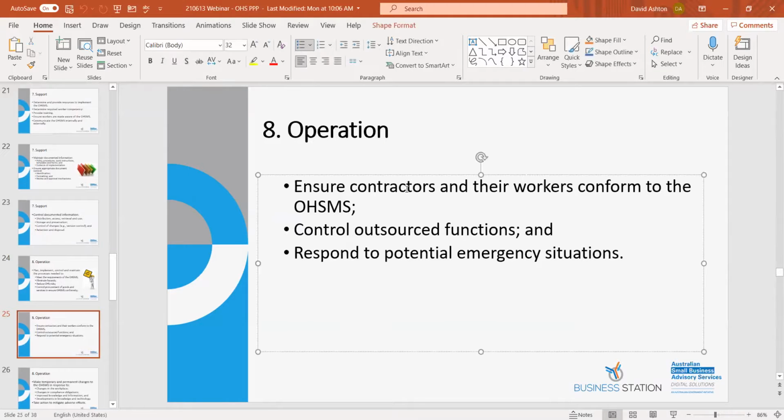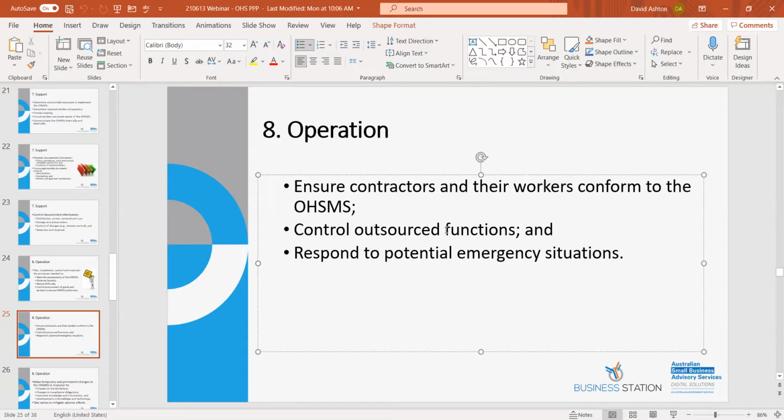So ensure that contractors and their employees as well conform to your system. Control outsourced functions. Even though you might be outsourcing a function, you can't outsource the compliance and management obligations around safety. You still need to control that, and therefore using things like contractor agreements, inductions for contractors, and providing them copies of your documentation will assist in that.